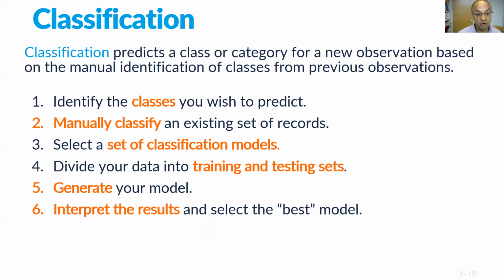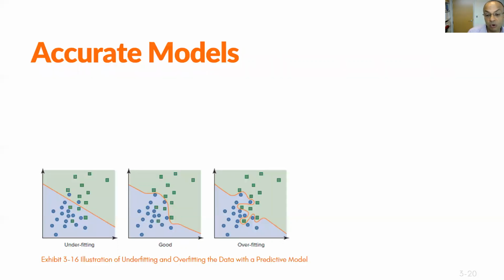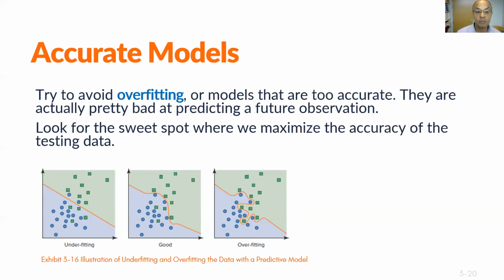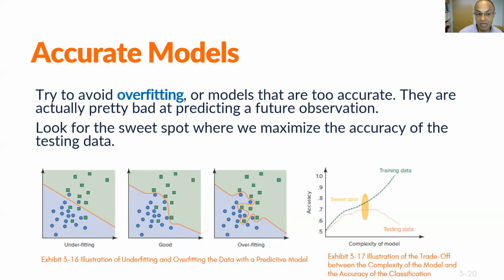So here, if I go for step 6, interpret the result and select the best model. The best model here is the good one, not the overfitting. So please try to avoid the overfitting model when you do classification, because they look really bad in predicting the future. But we need to look for the sweet spot where we can maximize the accuracy of the training and the testing data. So here in the oval area of the sweet spot, we say this is the best area that can help me to make the classification.